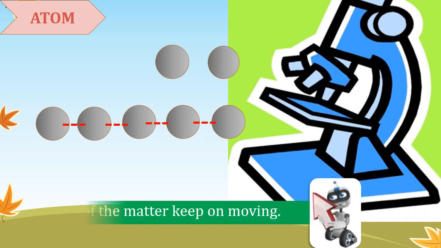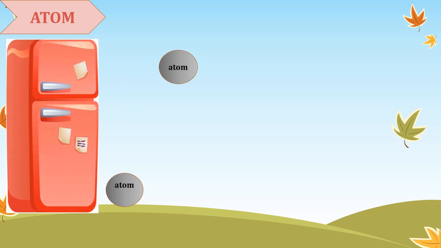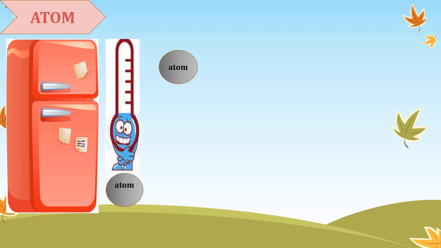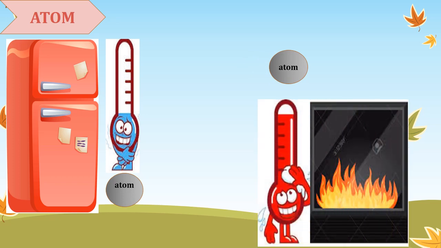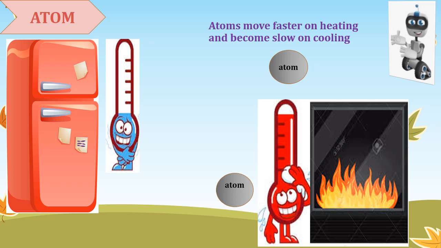Oh, Miss Eric, you mean particles of the matter keep on moving? Yes, Merrick, they are vibrating all the time. Now we know the particles inside the matter are moving all the time. When we cool down something, it results in drop of temperature and the particle movement inside the matter becomes slow. But when we will heat up something, temperature rises and it results in faster movement of the particles inside the matter. Now I understand. Atoms move faster on heating and become slow on cooling. Very good, Merrick, you got it.